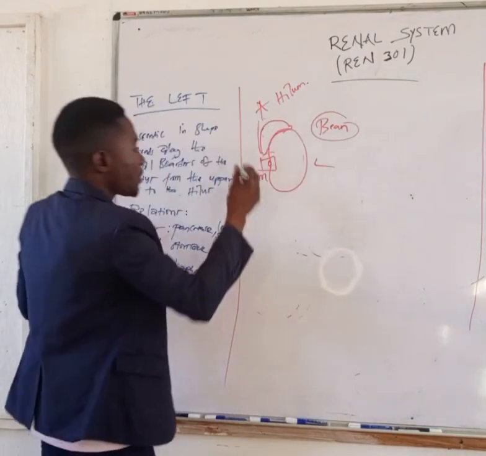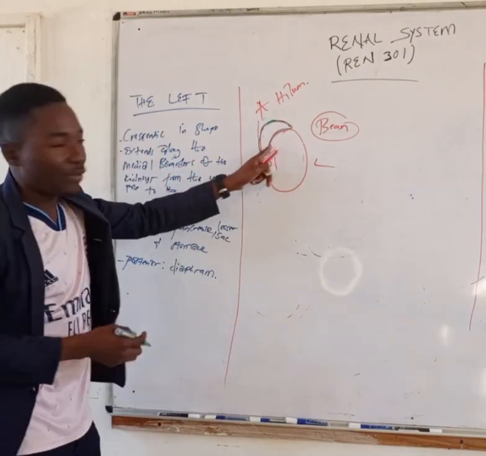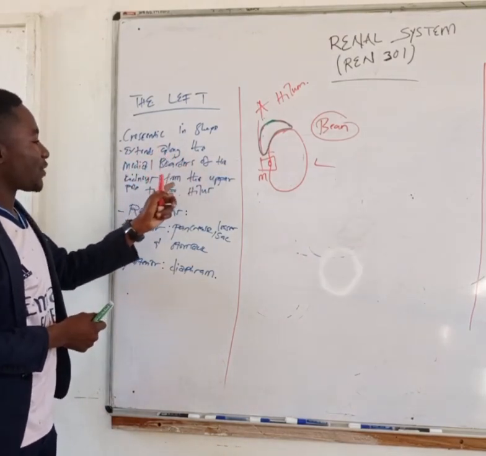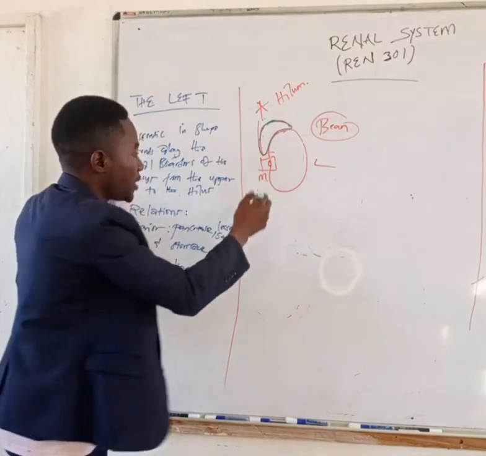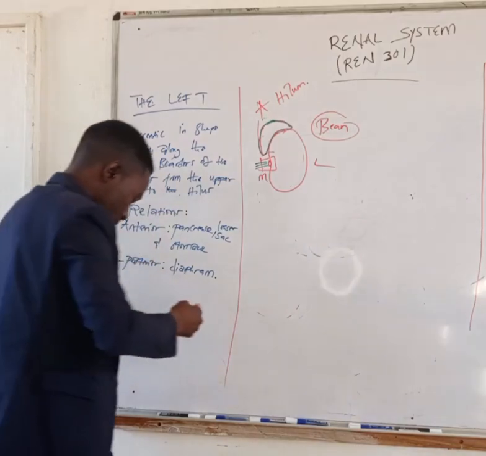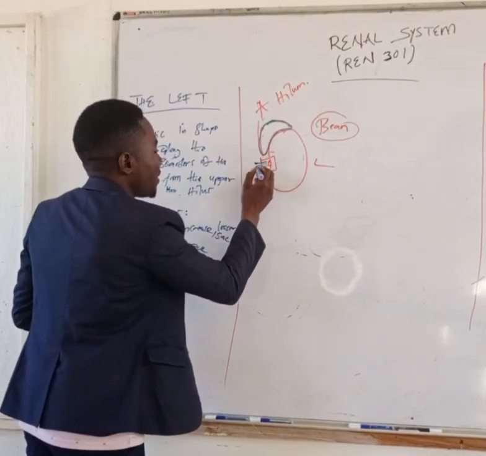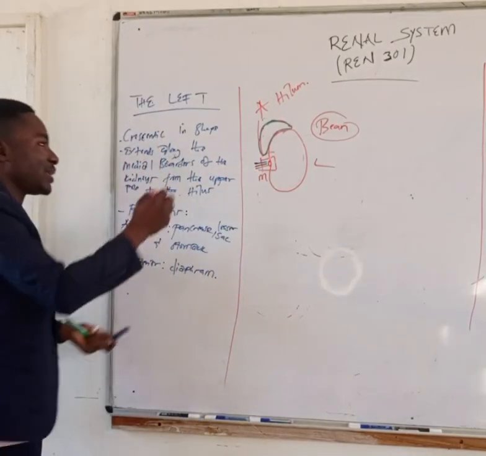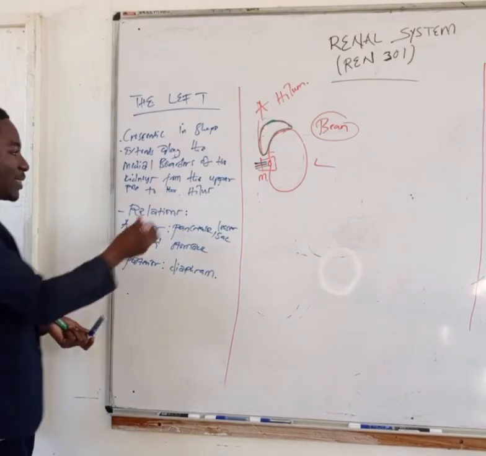Let me use a different marker. So this is the left suprarenal gland. It covers part of the medial part of the kidney. That is it. It extends along the medial border of the kidney from the upper pole up to the hilum. The hilum, remember I told you, is the structure where the blood vessels, the artery and vein, enter. So you have the artery, the vein, and the nerve. So we are saying it extends from the upper pole until the hilum of the kidney. It's straightforward.